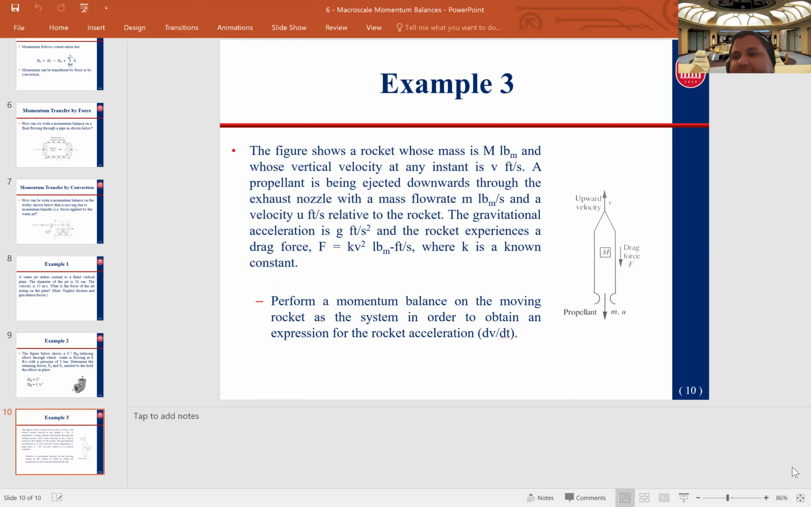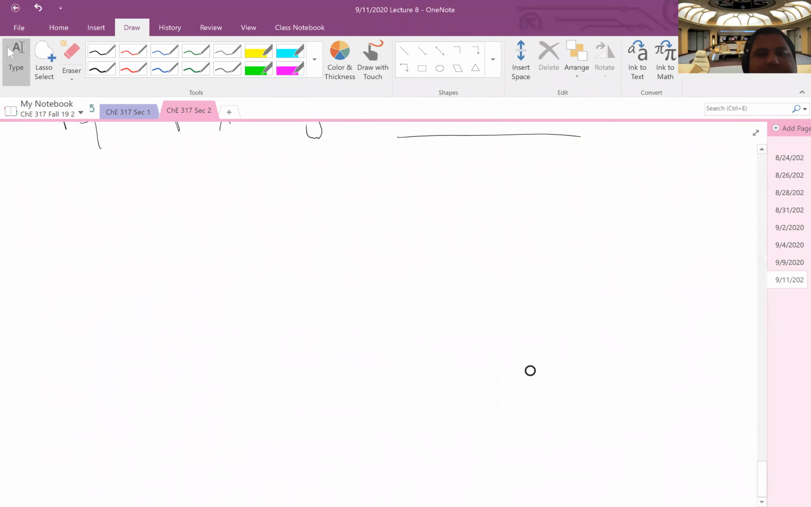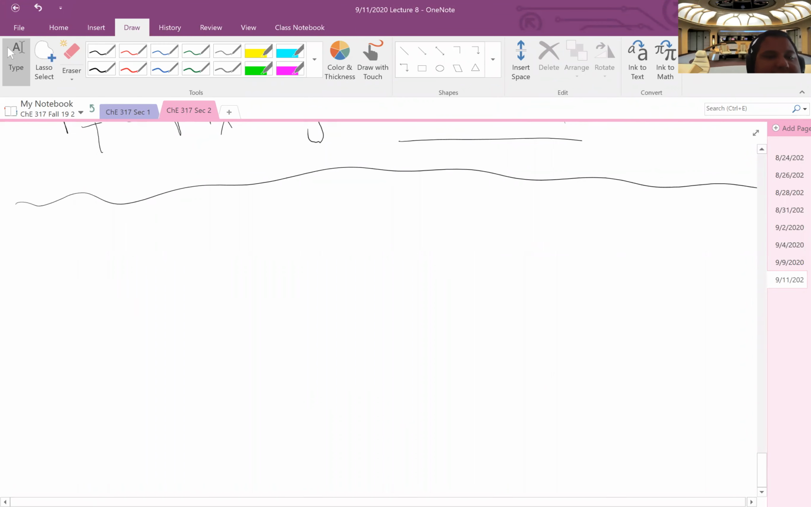So for the sake of time, I'm going to skip the option for us to break out and let you guys think about it. I'll just show you a walkthrough of how this one can be solved. So, example: rocket acceleration.